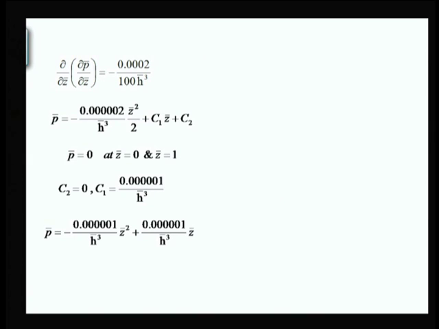Second condition, when z bar is equal to 1, pressure is 1 over here. So this is a simple expression and C 1 turns out to be 0.00001 divided by h bar cube. You substitute this value, we get this expression, and of course, we know this is a parabolic term plus some addition from z also accounted over here. This is the pressure variation in terms of the z variable.